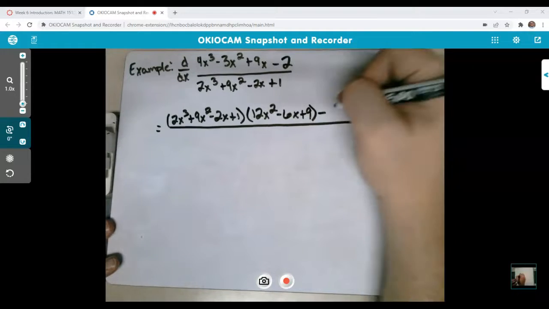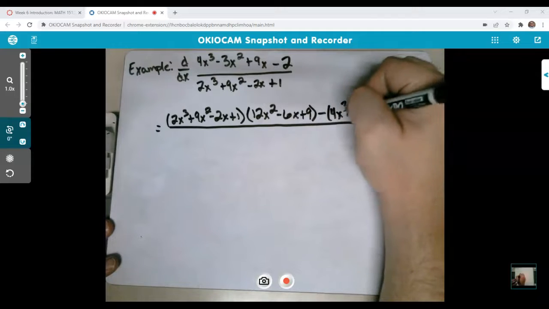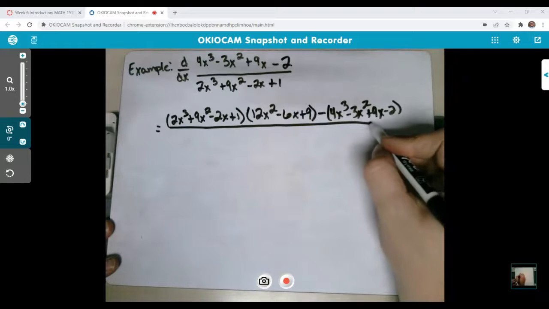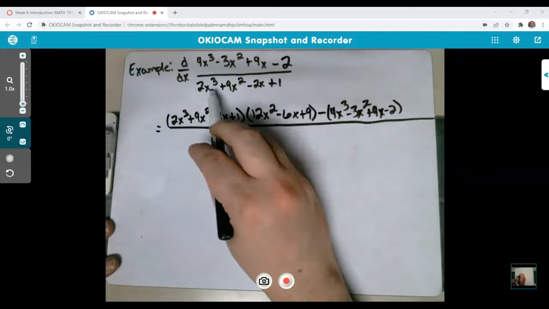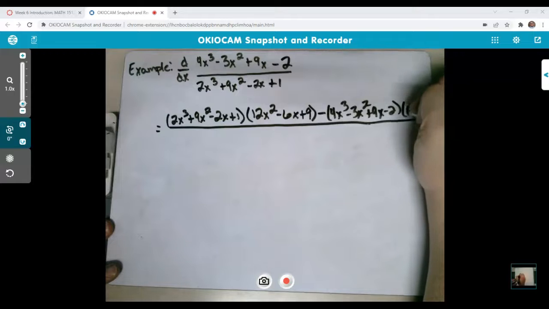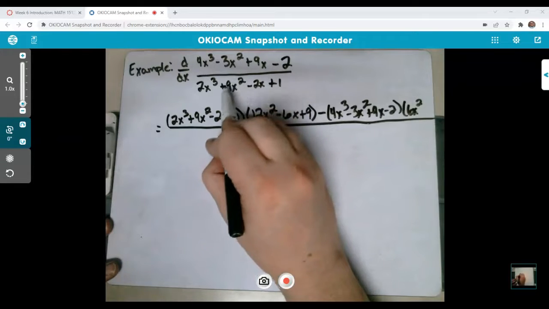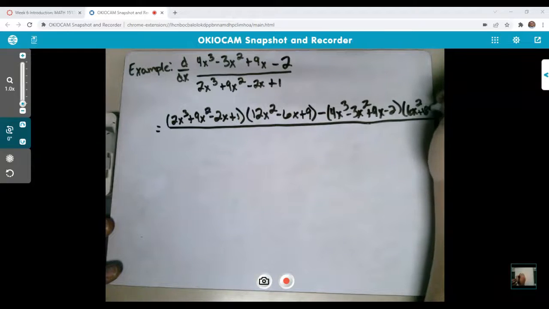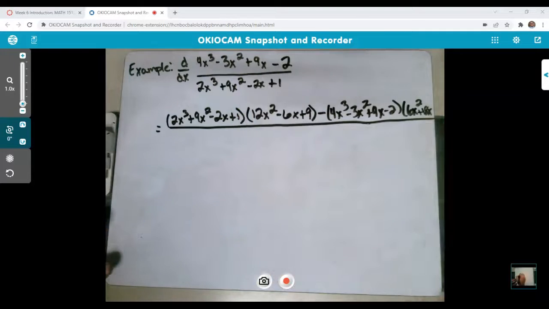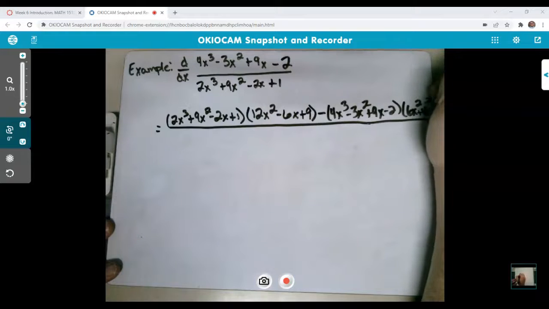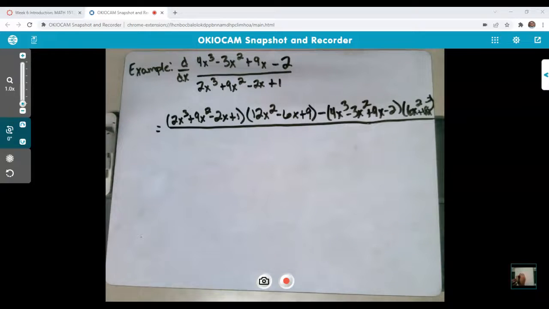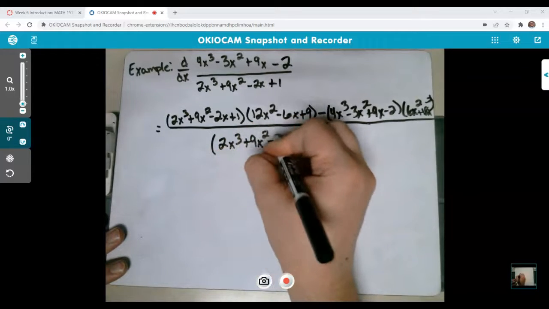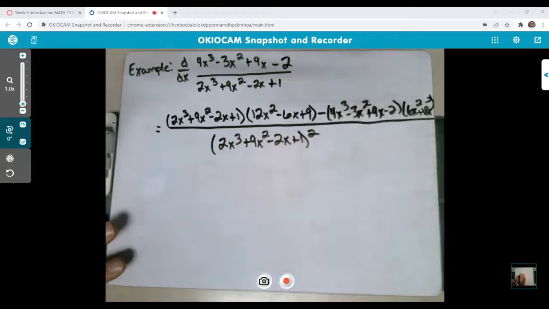Subtract high d low. So now leave the numerator. Leave the numerator. Find the derivative of the denominator. So 2x to the third, bring my 3 down. That becomes 6x squared. Plus 9x squared, so bring my 2 down. That makes it 18. So 18x. So sorry. The negative 2x becomes negative 2. All of that over the denominator squared. So 2x to the third plus 9x squared minus 2x plus 1 squared.